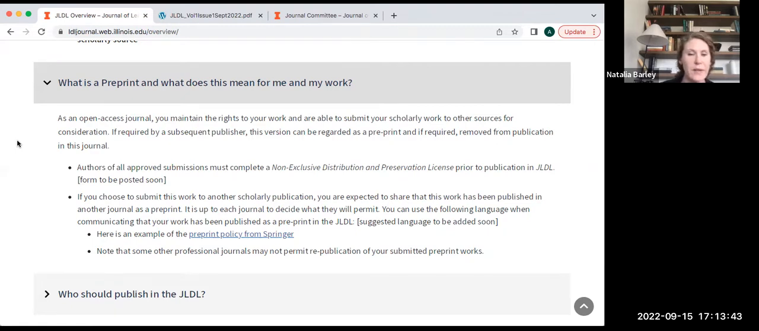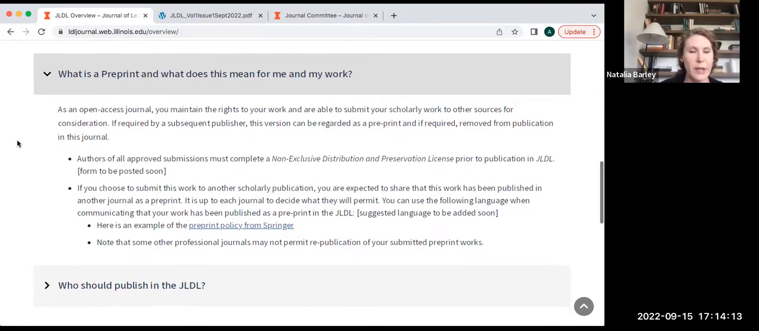Now, a couple of technical things I want to mention. First of all, we do ask that you complete a non-exclusive distribution and preservation license before you publish with us. Essentially, it just says that we can copy and distribute your work and maybe change it to different formats, but you still retain the copyright. And if you do choose to submit your work to another scholarly publication, we do ask that you inform that journal that you have a preprint article with JLDL so that they're aware.